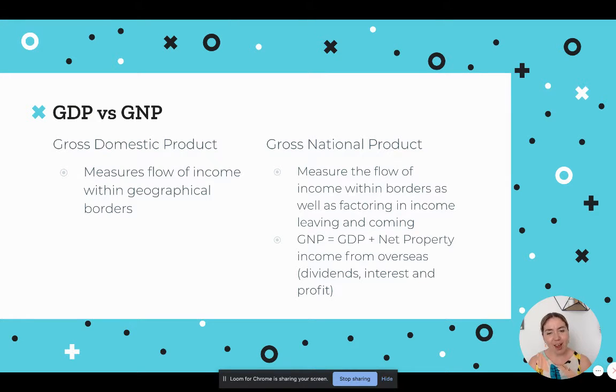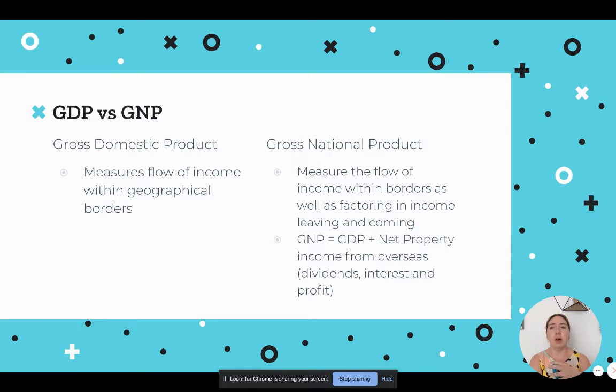But it's not the only figure out there. We don't just have GDP. It's the one we probably use the most, or historically have used the most, but it's not alone. So we do have one called Gross National Product, or GNP. And this kind of taps into a weakness of GDP. So GDP measures your flow of income within your borders, regardless of whether that money is staying in your border.